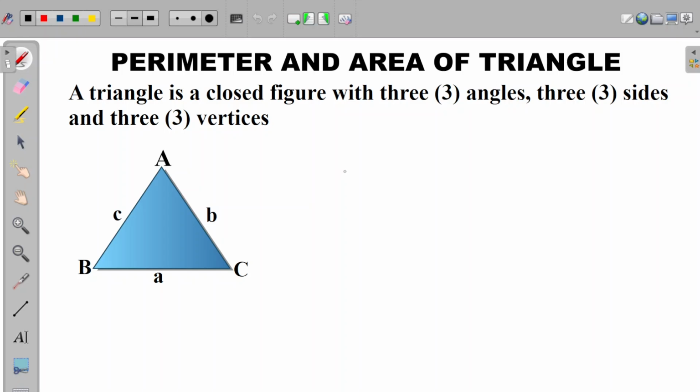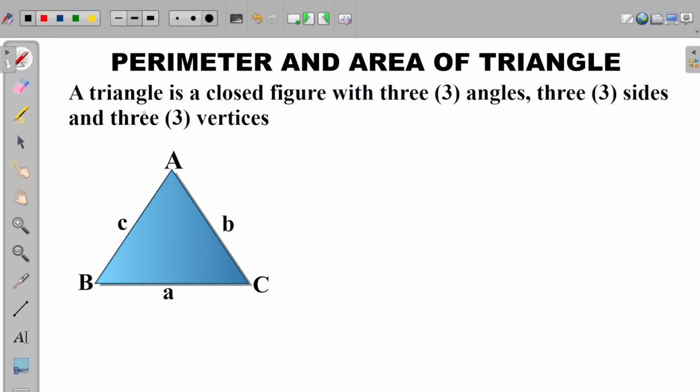In this video, you will learn how to calculate the perimeter and area of a triangle. Watch till the end, and you'll be able to learn how to solve any problem that pertains to area and perimeter of a triangle. What is a triangle? A triangle is a closed figure with three angles, three sides, and three vertices.